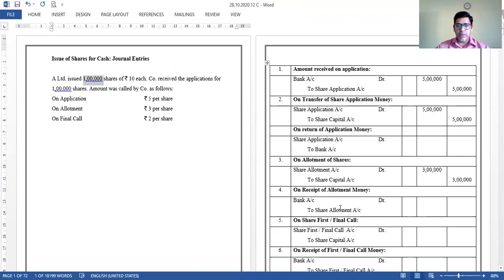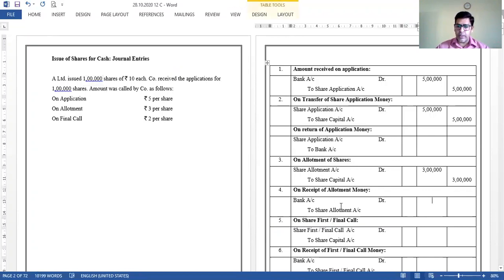We don't have any calls in arrears over here. So let us write this. The total amount has been received, so bank account debited to share allotment. This example is just to make you understand. This is a very simple process that has to be continued throughout the chapter.